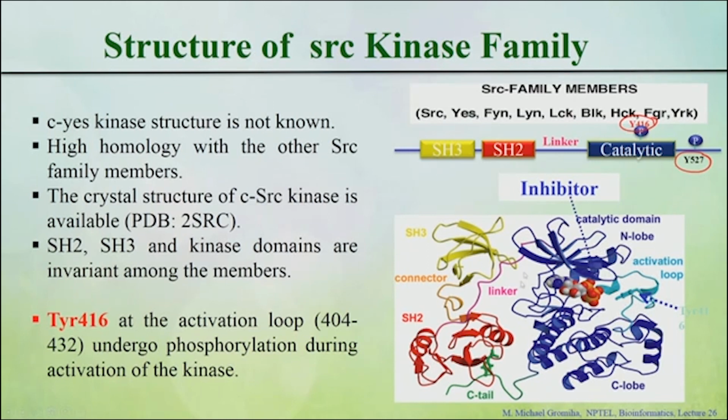This loop is very important for this inhibitor. If you look into the literature, the crystal structure of CSRC kinase is known, but CS kinase is not known, though the homology is very high with the other members. Tyrosine 416 is in the activation loop, here. This undergoes phosphorylation during the activation of kinase.